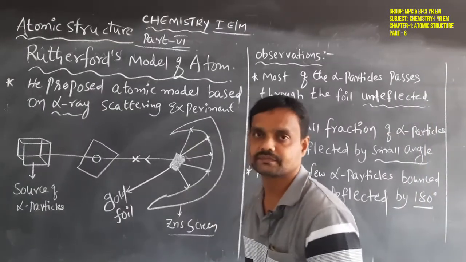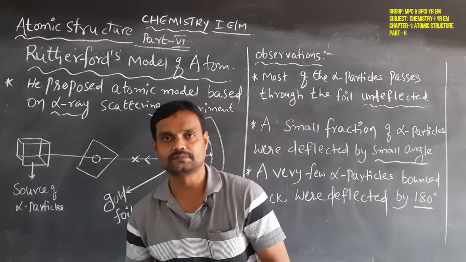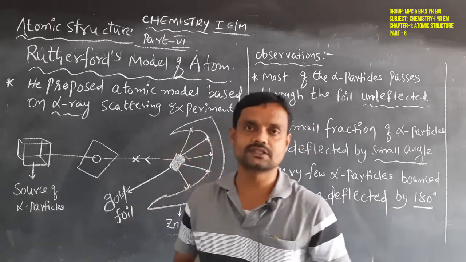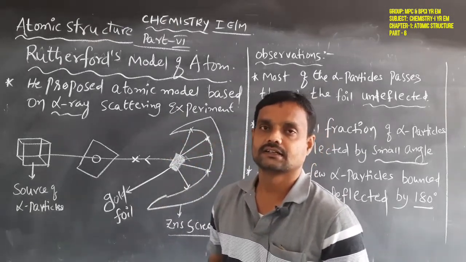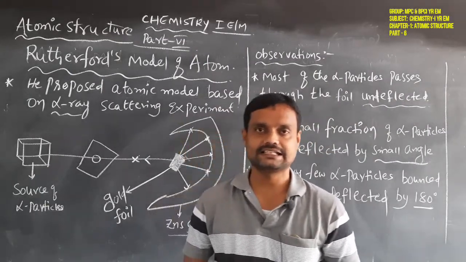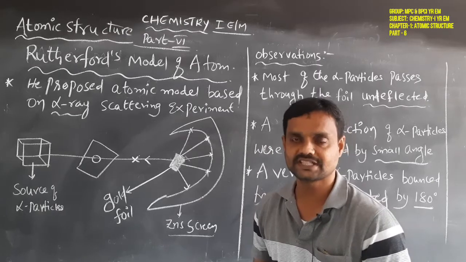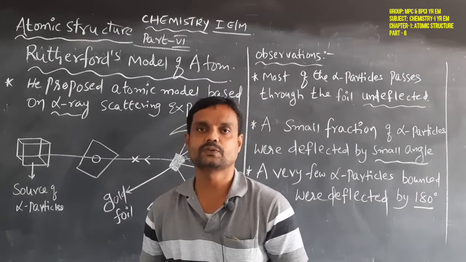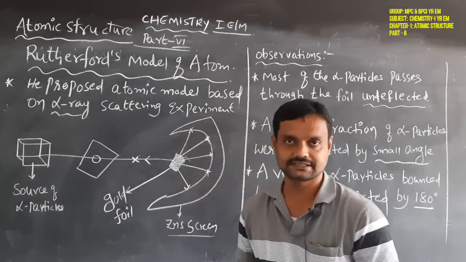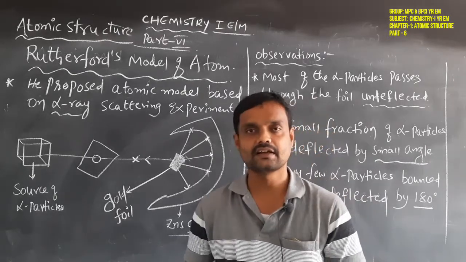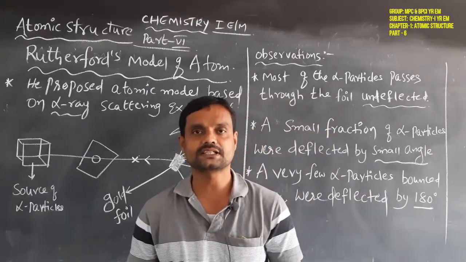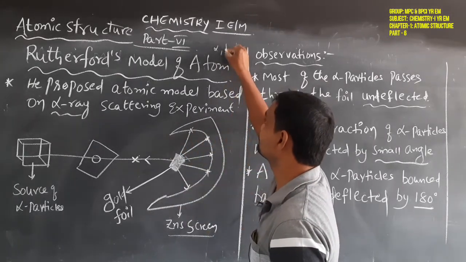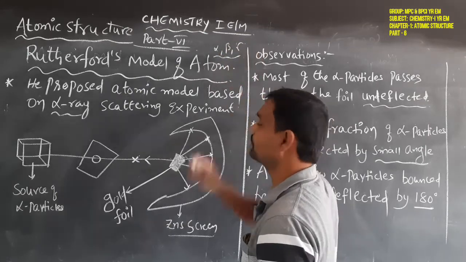Another atomic model is the Rutherford atomic model. What is the Rutherford atomic model? Before this, we have to know about some particle rays. For example, the scientist Henry Becquerel identified that some radioactive rays can be released from radioactive elements. They are named alpha particles, beta particles and gamma particles.